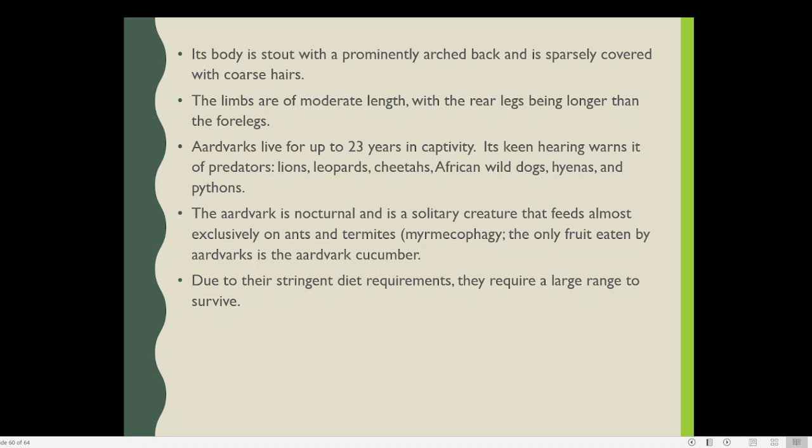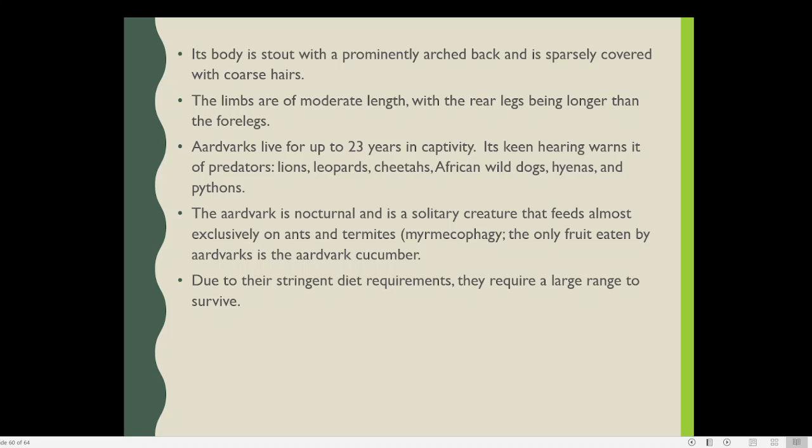It is a nocturnal and solitary animal. Solitary means living alone, and it feeds almost exclusively on ants and termites. That nature is known as myrmecophagy. Myrmeco means ant, so the group of animals which eat primarily ants are known as myrmecophagous animals. This aardvark is a myrmecophagous animal. The only fruit eaten by the aardvark is a type of cucumber. Other than that, it does not eat any other type of vegetable.